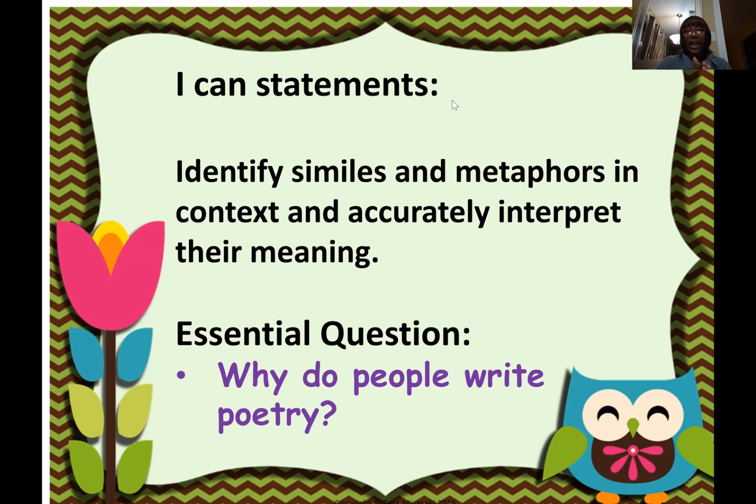So again, I can identify similes and metaphors in context and accurately interpret their meaning in context. So we're not going to spend too much time looking at similes in isolation. We're going to dissect our poem Harlem because today is our second read to interpret the meaning of the poem and the similes that Langston Hughes infused in them. And then essential question, why do people write poetry?